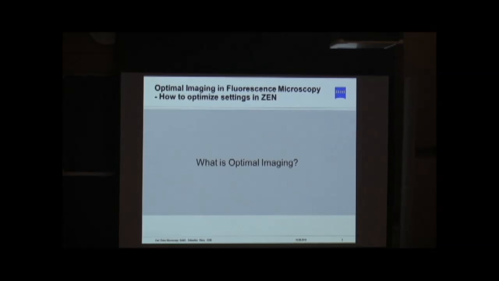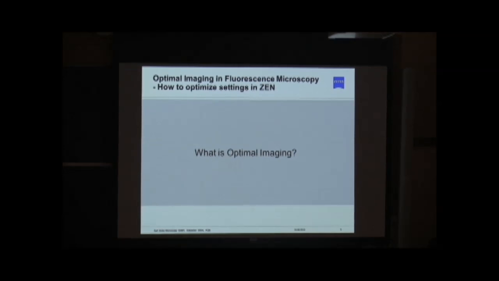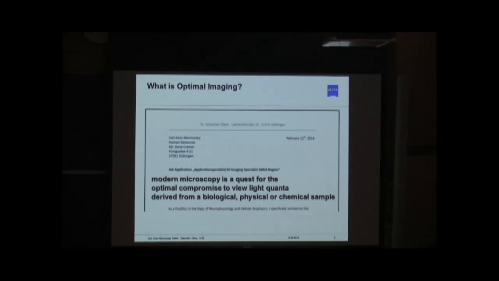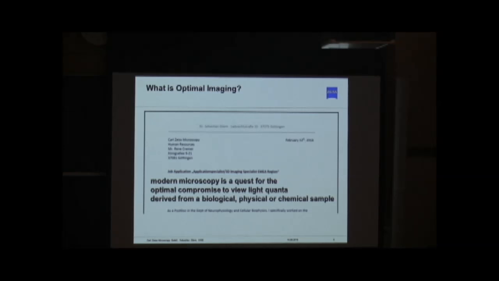When I actually faced that question preparing this lecture, I was thinking back to my application form that I submitted to Carl Zeiss almost 2.5 years ago. In Germany, you should always start an application with an introductory sentence. And my introductory sentence was that I see modern microscopy as a quest for the optimal compromise to view light quanta derived from a biological, physical, or chemical sample. So basically, I interpret optimal imaging as a quest for a compromise.